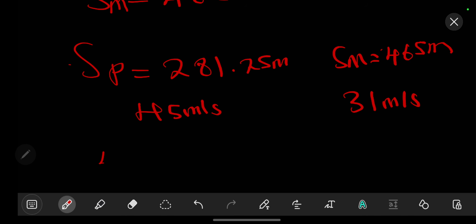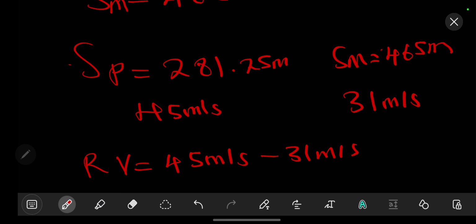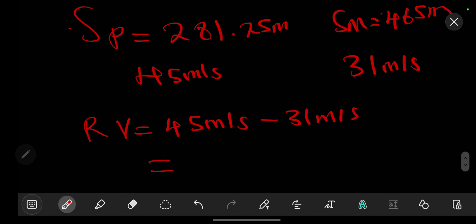So we are going to say our 45 meters per second. Relative velocity, so you can write it in full, should be equal to 45 meters per second minus 31 meters per second. Since this is constant, we are going to have 45 minus 31. This will give us 14 meters per second. So this is our relative velocity, meaning the police is moving 14 meters per second faster than this one, and that's the amount of speed that they are taking.